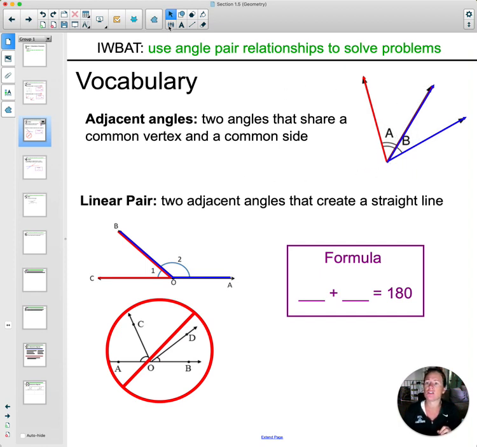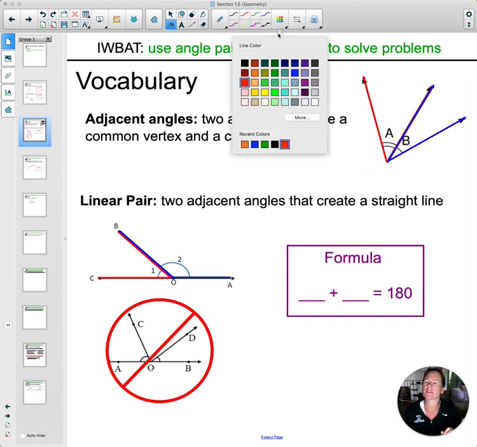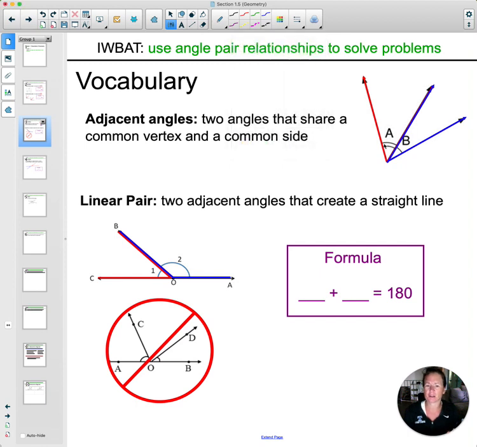That's called adjacent angles. So if I were to kind of color this in, here's angle A, taking up all of this space, and then here's angle B taking up all of this space. So those are adjacent angles. There's no special formula for them because adjacent angles can be any size angles. They don't total anything. We don't know anything about them except for the fact that they touch.